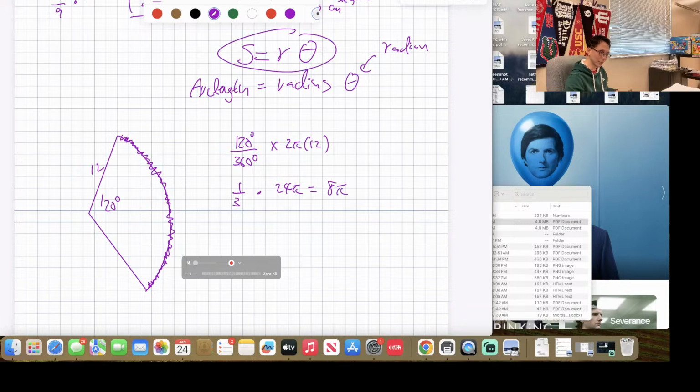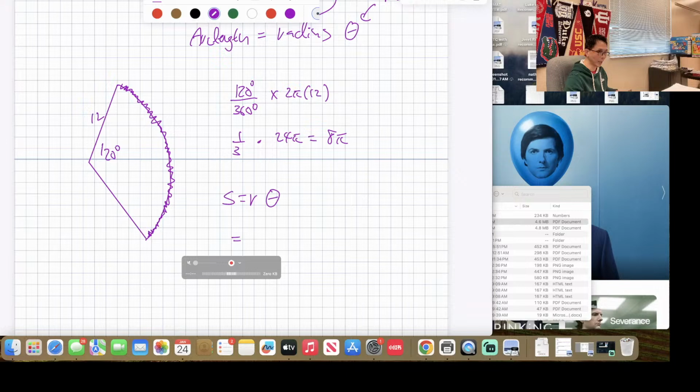Now let's use this equation. S equals R theta. R is equal to what? 12. What is theta? 120 degrees is what? 2 pi over 3. Sorry, it's 2 pi over 3. And the 3 and this cancel out 4, and it's 8 pi. The calculation is roughly the same, but you had to memorize that formula, whereas I prefer to memorize percentage of circle, just times the circumference. I think it's an easier way to approach it.